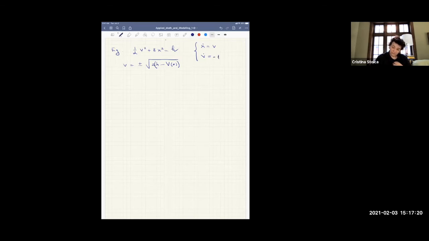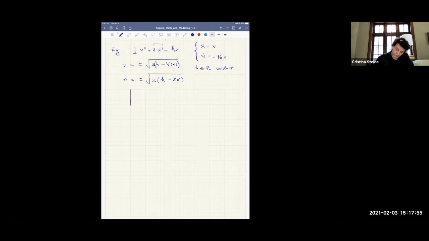Let's not get confused about this. There we go. That's omega squared, right? All right, so in this case, we have v equals plus minus the root of 2h, so h is a constant, minus, so this is the V of x, right? This guy here, 8x squared. Yeah, that's the energy conservation.